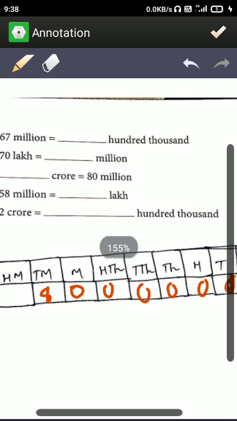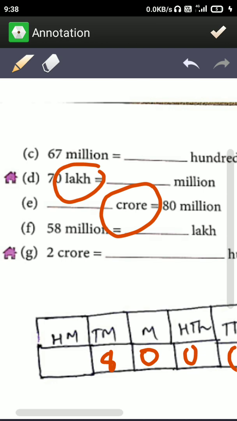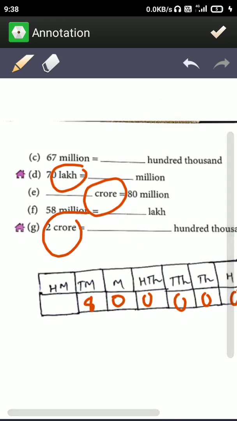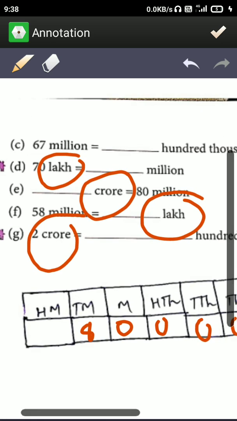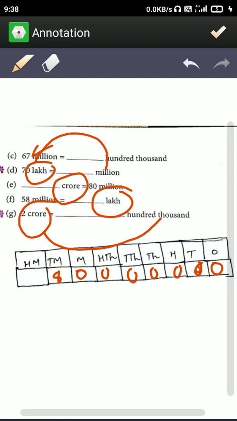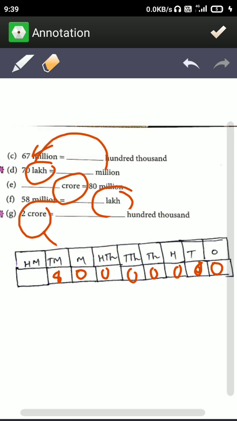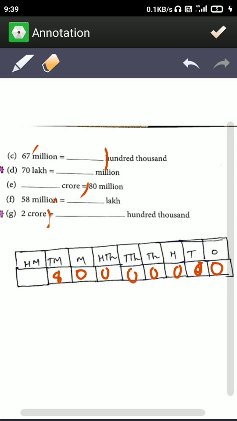So let's make crore. Crore is in the Indian system of numeration. Lakh is in the Indian system of numeration. So when we have to convert from the international to the Indian system, or the Indian system to the international system, what we need to do is make the place value chart of both numeration systems.